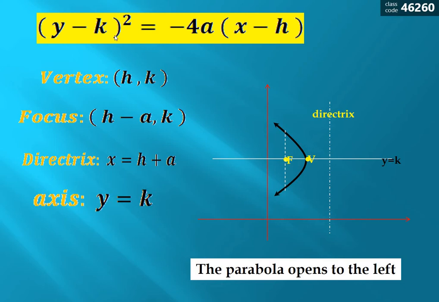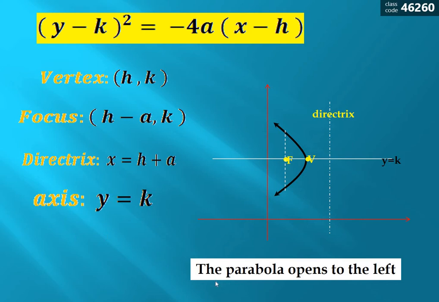Equation number 4. The square of (y minus k) equals negative 4a times (x minus h). Vertex the same. Any point not the origin, (h, k). Focus is (h minus a, k). Directrix is x equals h plus a. Axis is y equals k. Again and again, you must know the values of your h, your k, and your a in order to solve these parts of the parabola.